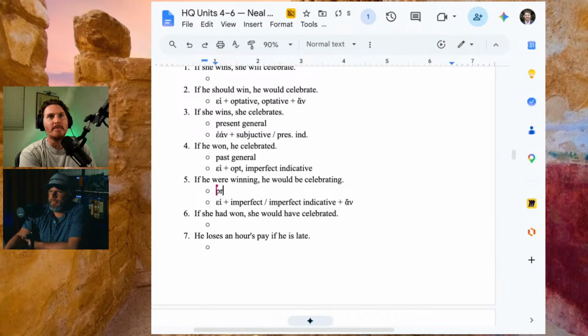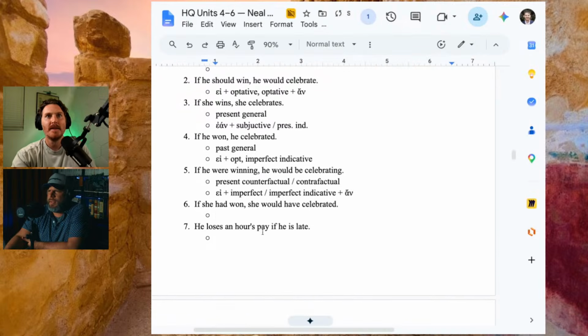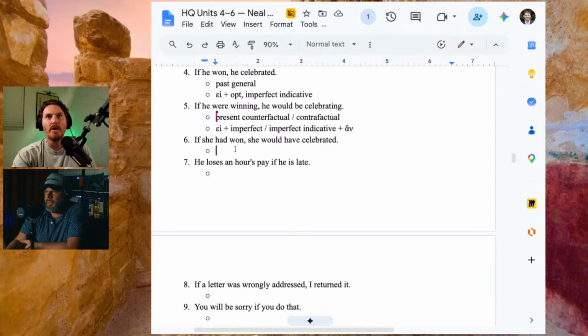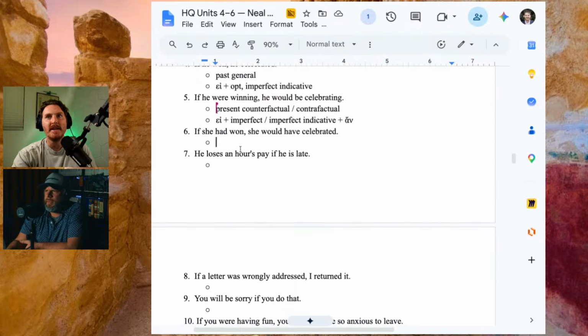Present counterfactual, or you can say contrafactual. Yep. That's what it is. Okay. So if she had won, she would have celebrated. Obviously, we have to keep saying what the protasis is. Obviously, we know with the if. This is the protasis. This is the apodosis.